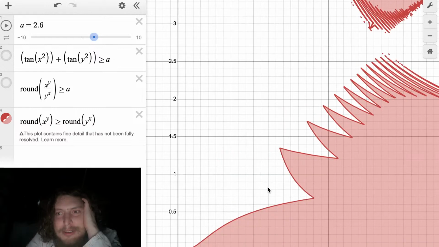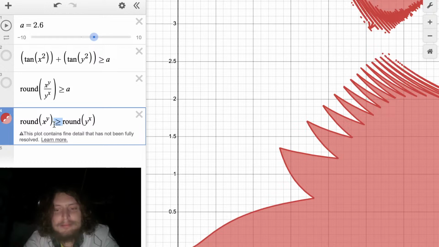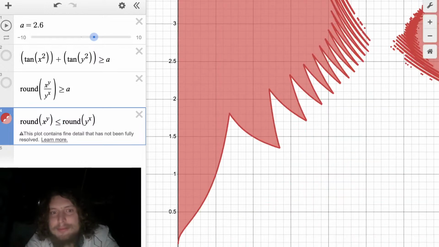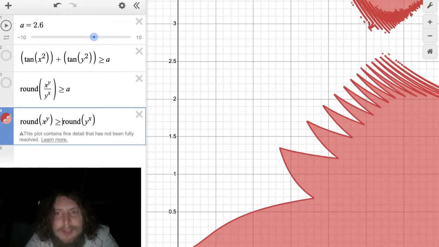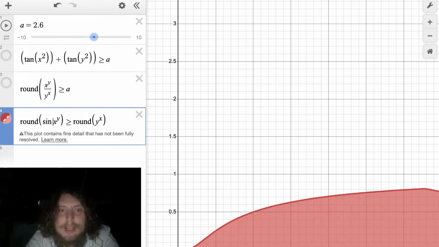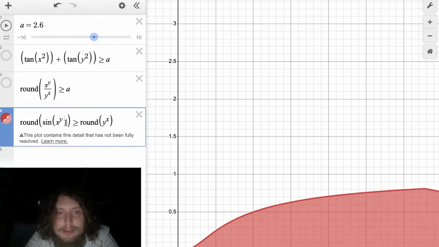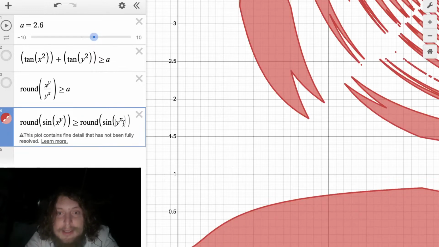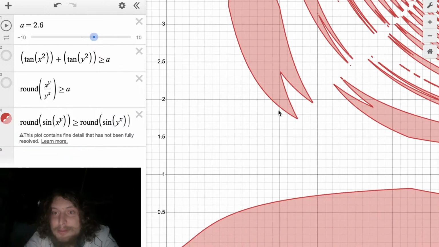What happens if I were to have flipped this inequality? We get that. Now, what if we were to have rounded the sine of x to the y compared to the sine of y to the x? And this one's pretty wacky.